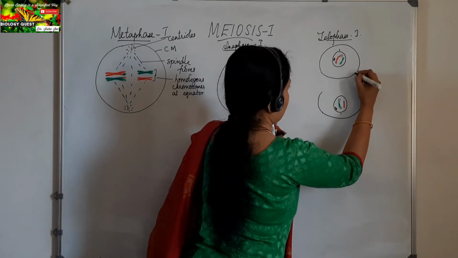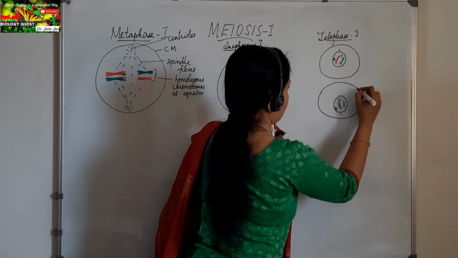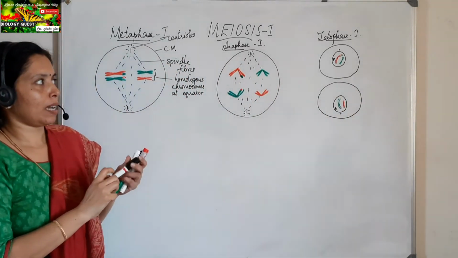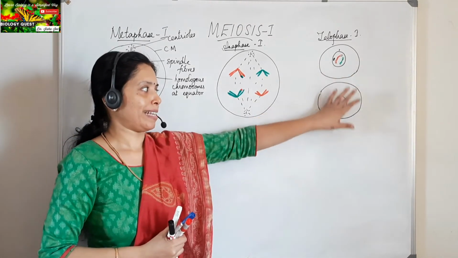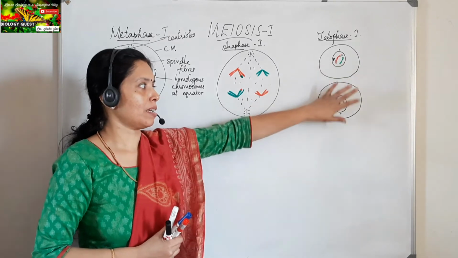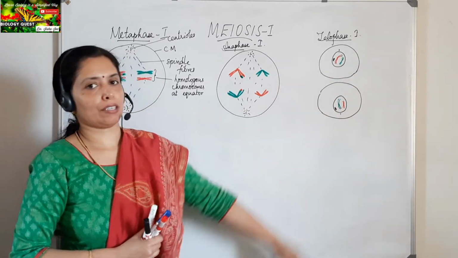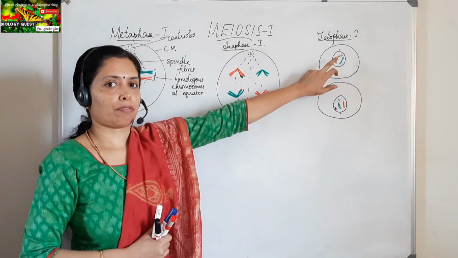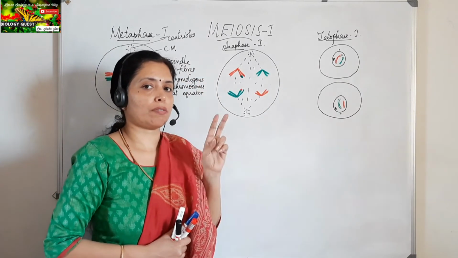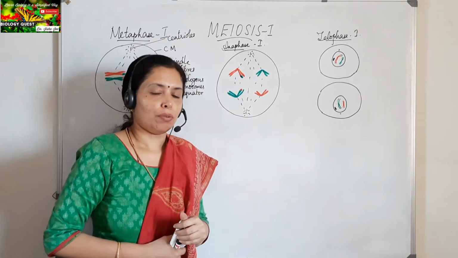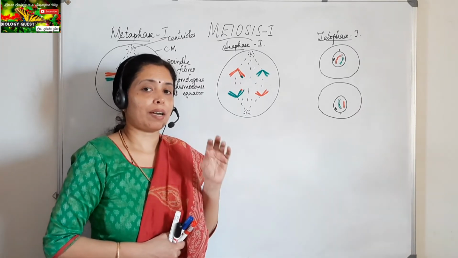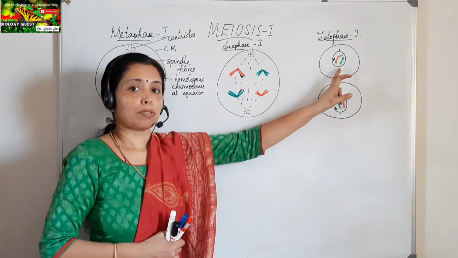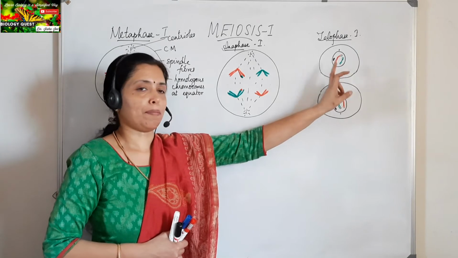Okay, so that is the first cell and that is the second cell after meiosis 1. By the end of telophase 1, two cells have been formed, and as you can see, the chromosome number has been reduced here. You can see only one pair of chromosomes. We started with two pairs of chromosomes in the previous video. When we started with meiosis 1, we took a cell having two pairs of chromosomes. Now you can see that the chromosome number has been reduced to one pair of chromosomes.